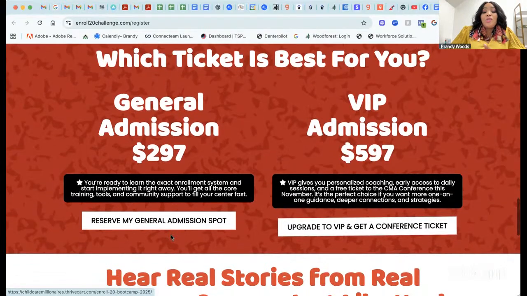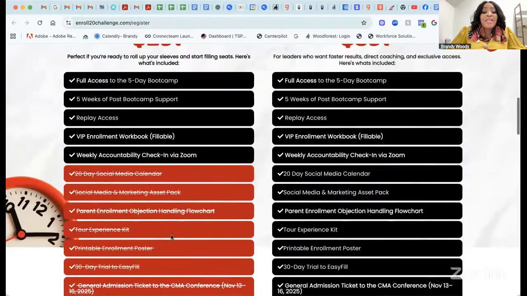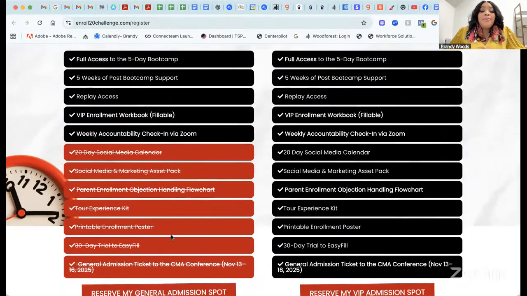You also get your social media calendar. So everything that's included is right here. Social media calendar, your parent enrollment, how to overcome objections, your tour experience kit. Everything you need is inside of the boot camp. And even if we can enroll you one kid that stays 1 month, you've already paid for the boot camp. But that's not our goal. Our goal is to help you enroll 20 students in 20 days.